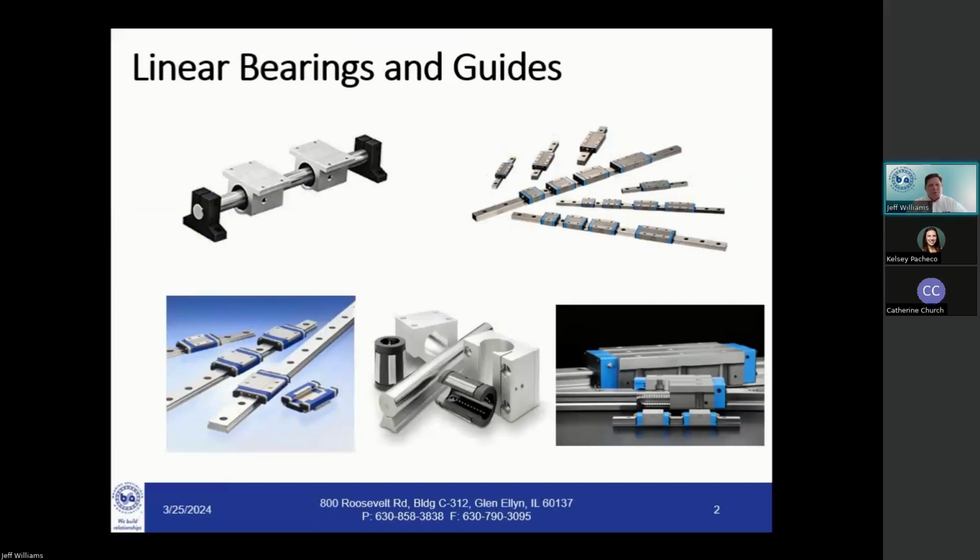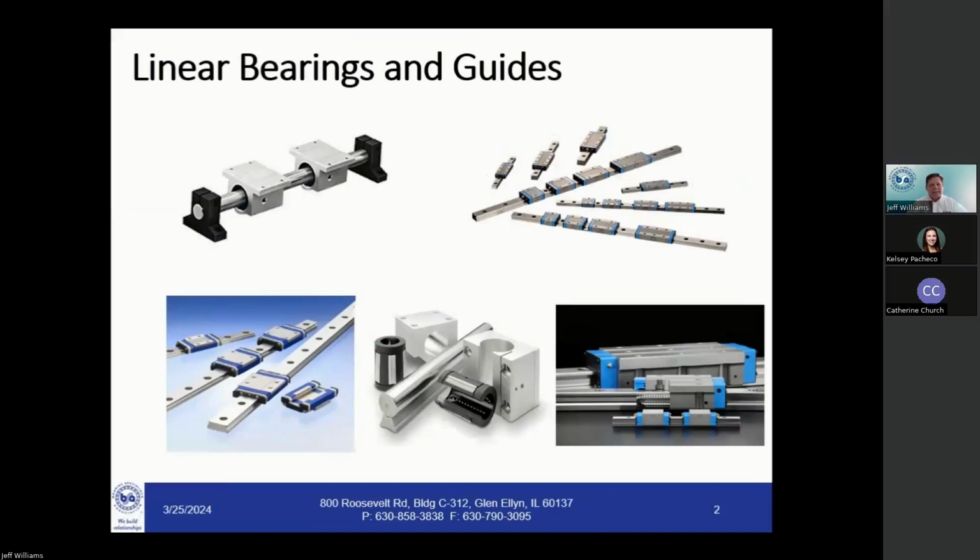So linear motion products come in a variety of forms. The primary purpose is to allow for linear motion with smooth, repeatable, precise motion while reducing overall friction. Essentially, on this slide, we'll walk through the quadrants. In the upper left quadrant, you see a round shaft ball bushing pillow block that's oftentimes utilized in vertical applications.